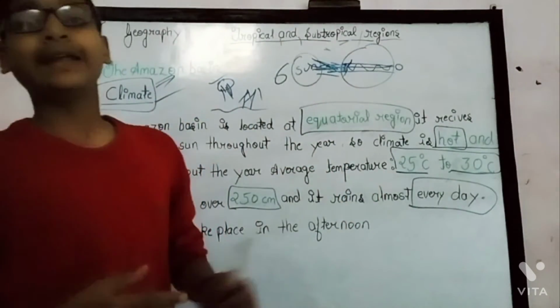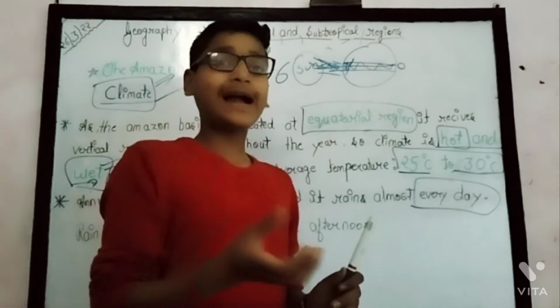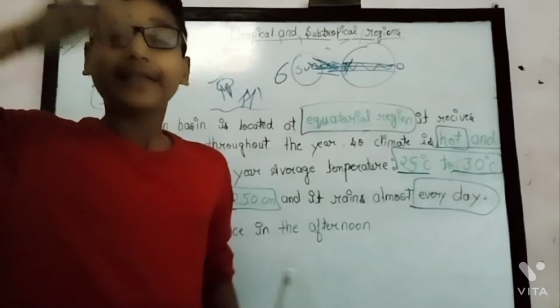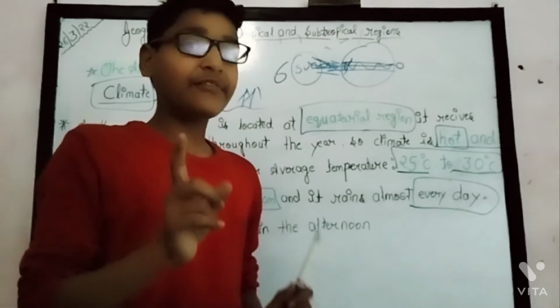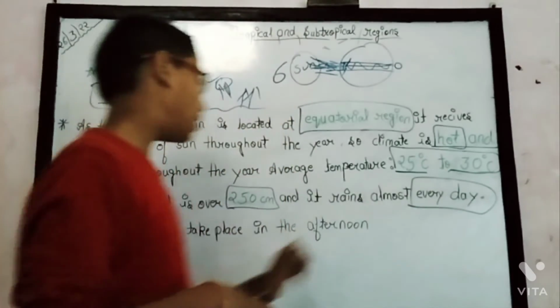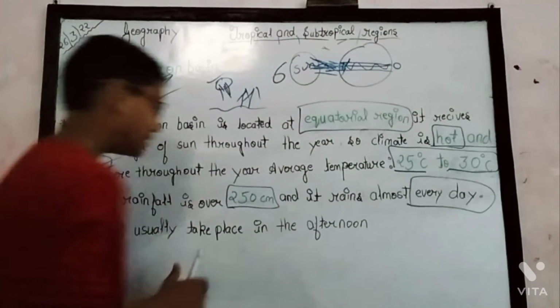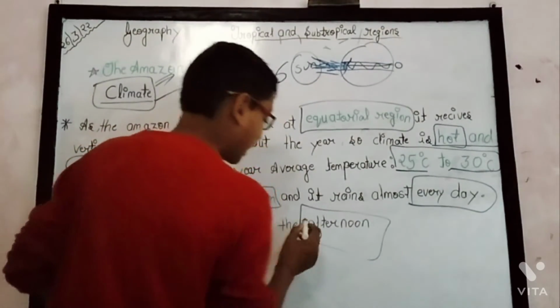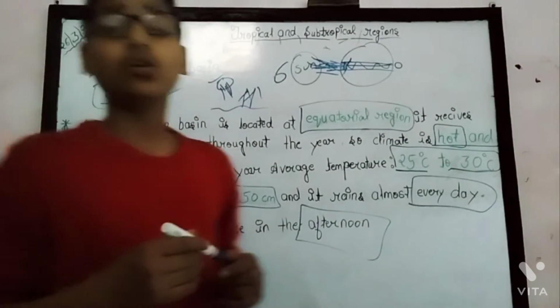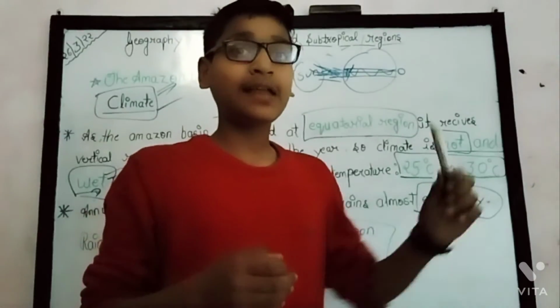As I have told you, the evaporation here is very large in amount, so rainfall happens almost every day. Rainfall usually takes place in the afternoon. So why does it get rainfall in the afternoon?